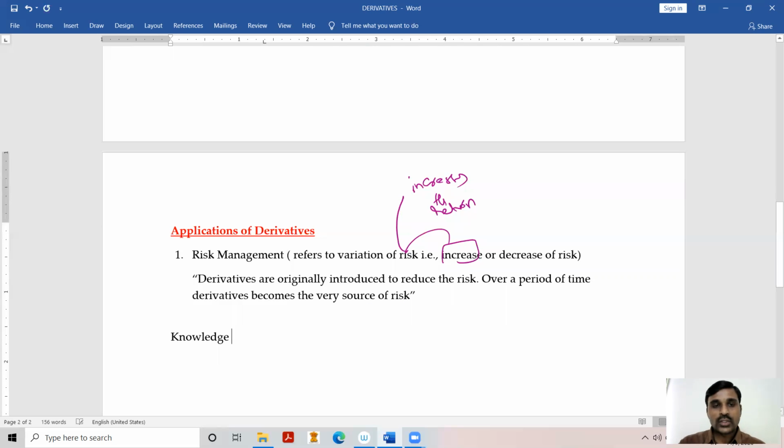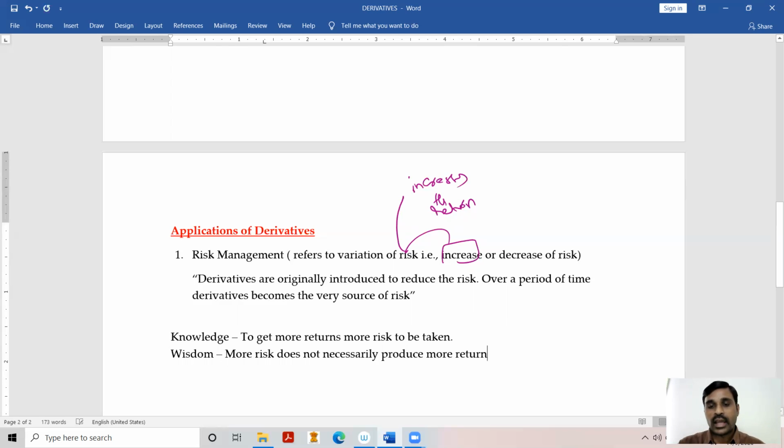Knowledge says that to get more returns, more risk has to be taken, and people are misinterpreting that. Wisdom says more risk does not necessarily produce more return. As simple as that. People are misunderstanding this concept. To get more returns, more risk has to be taken, that's fine, but you have to read it completely. Every time you take more risk, it doesn't mean that you will get more return.